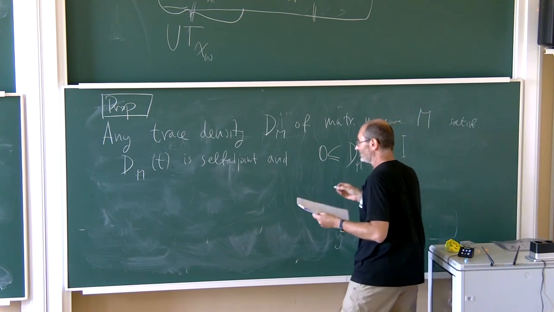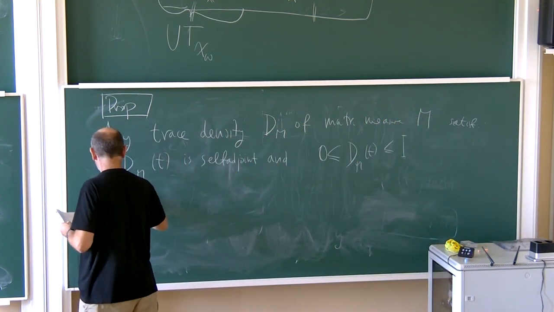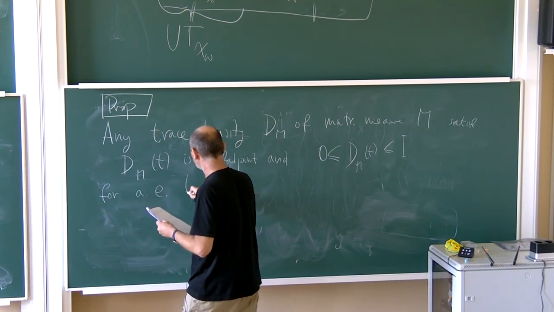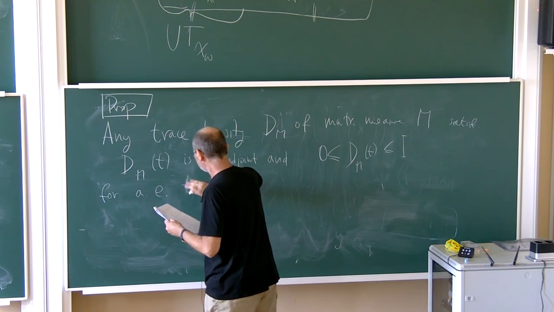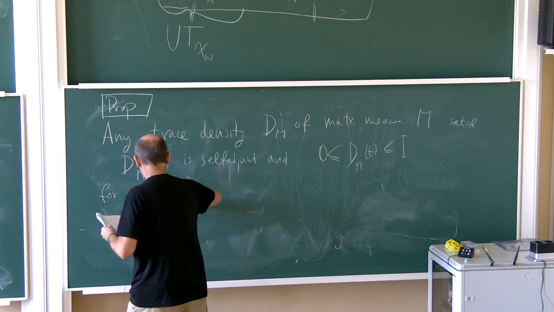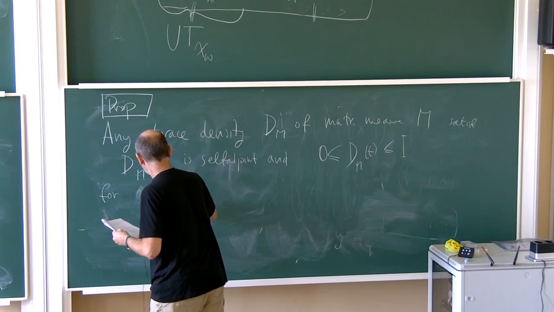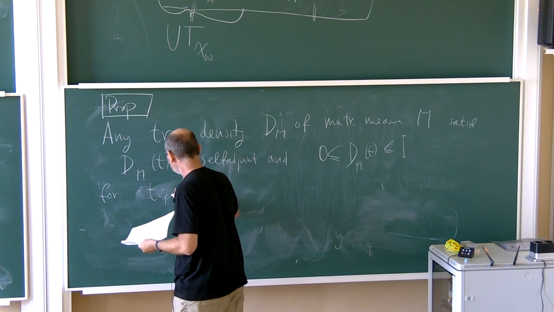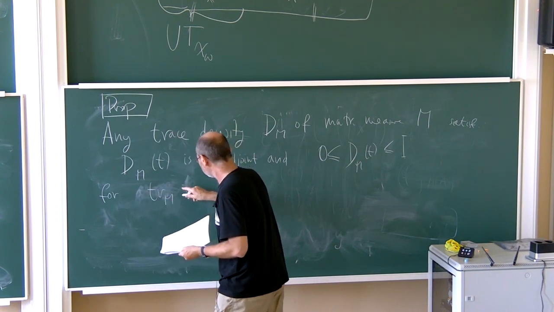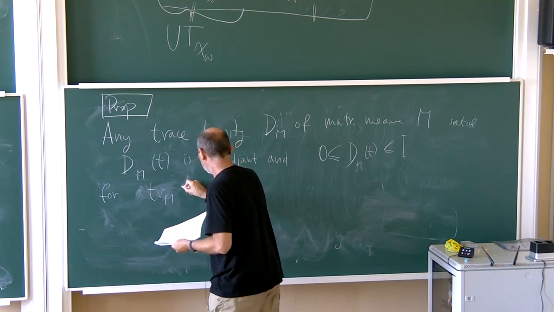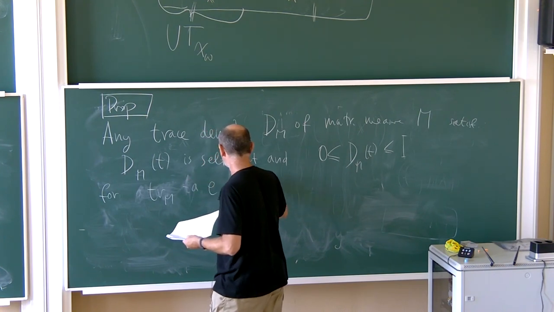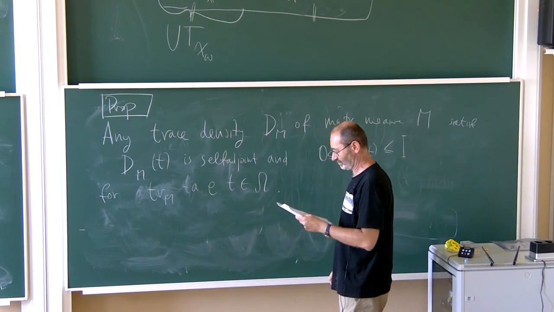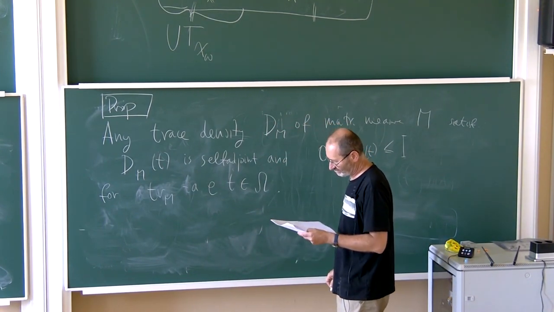Identity matrix? No, and we should write here for almost each t. How to write it? I'm sorry, let's write it like this: for trace measure almost each t belonging to omega. It should be like this. And the proof is quite easy.